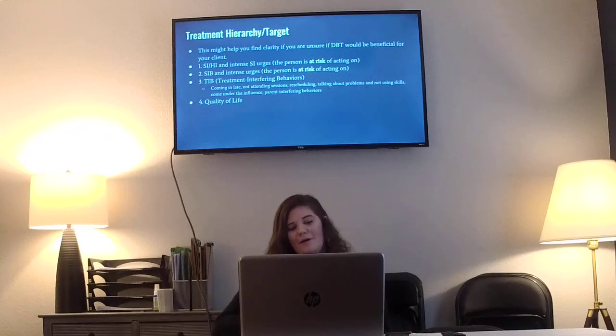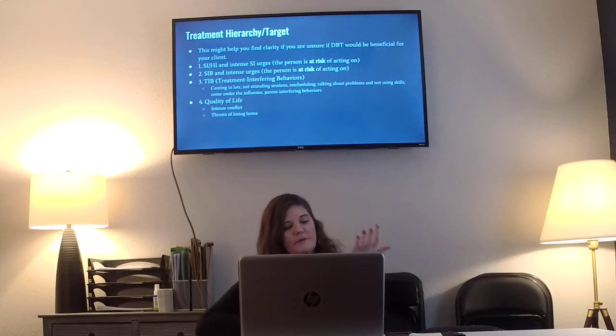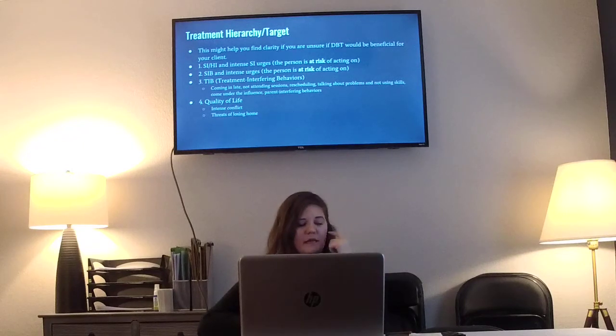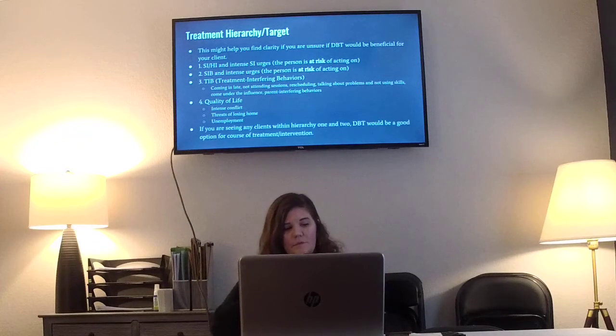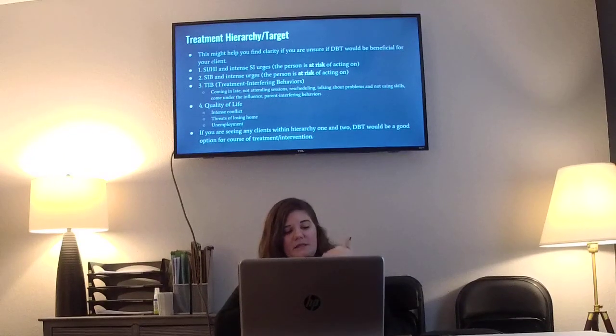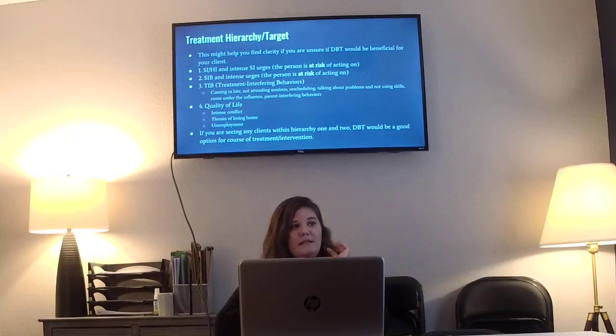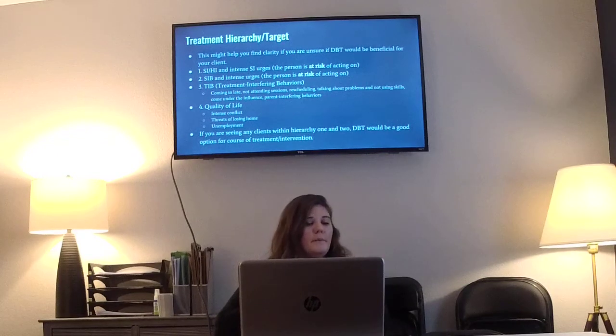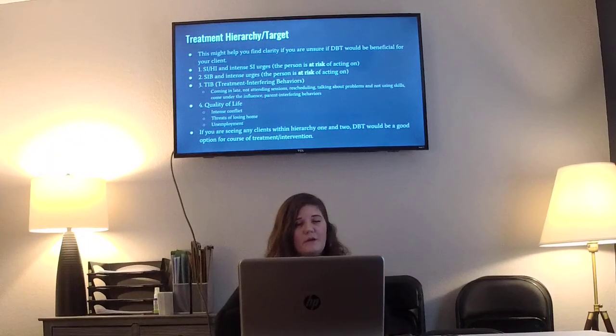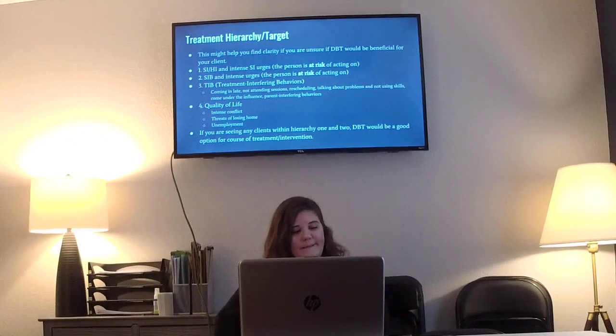Then we just kind of get to quality of life. So it's like normal functioning, and kind of intense conflict, like threats of losing your house, unemployment, these kinds of things. DBT would see that as obviously an intense stressor, but it would not be as much of a stressor as probably intense suicidal urges. So if you're seeing any clients within hierarchy 1 and 2, DBT would probably be a good course of action.